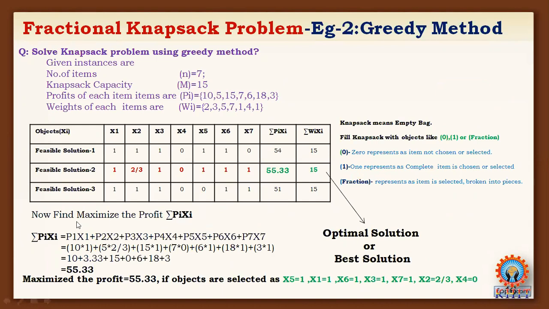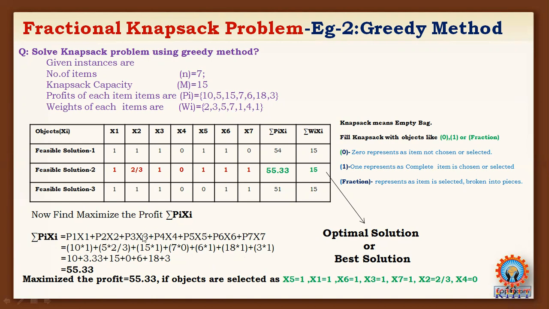So the maximum profit I can collect here. Compute the maximum profit for all 7 items which are placed in the knapsack: P1, X1, P2, X2, second object, third object, fourth object, fifth object, sixth object, and seventh object. Profit of each and every item is to be calculated, and we can compute the total profit of all items, which is 55.33. So the maximum profit I can earn is 55.33. This is considered the optimal solution or best solution of the knapsack problem.